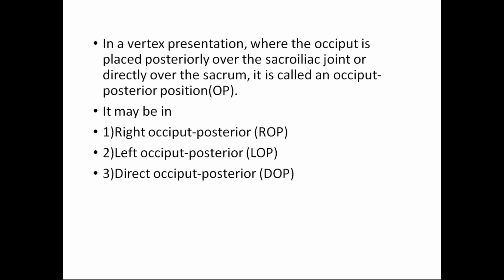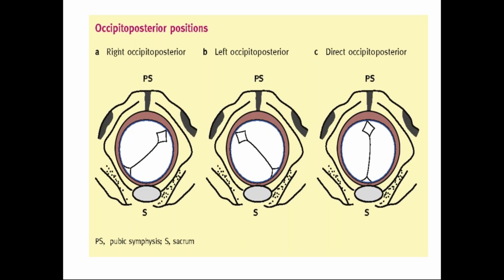In cephalic presentation, if the occiput occupies the posterior side, there could be different possibilities. Either it could be the right occiput posterior, which is the most common type, then the left occiput posterior, or sometimes a direct occiput posterior position, where the occiput is directly in front of the sacral promontory of the sacrum. If it is the left side of the patient, it is the left occiput posterior. If it is the right side, then we call it right occiput posterior.